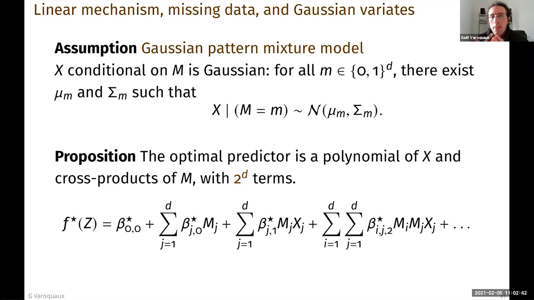And now if I'm in these settings, then we can show that the optimal predictor is now a polynomial of X and cross product of M. And the problem is that this polynomial has 2 to the power d terms. So the optimal predictor is really given by a linear function of M, and then to which I will add the combination of M and X, and then I need to add the two-term combination of M and the X's, and each time I have different model coefficients. And we can immediately see the problem here is that we have 2 to the power d terms. So this is a fairly complicated expression.